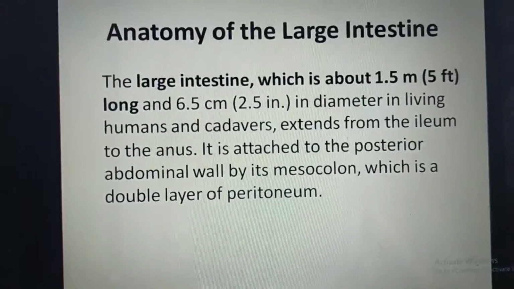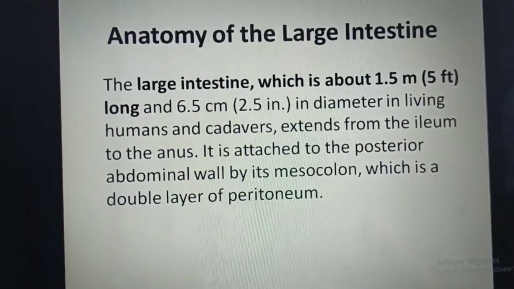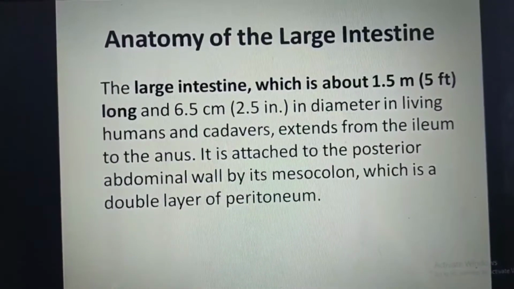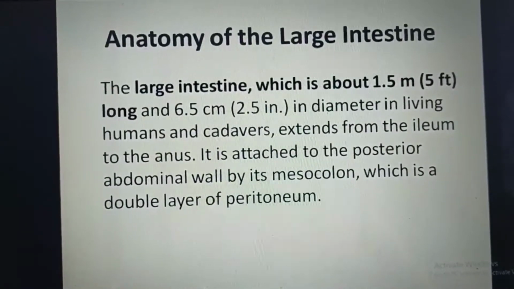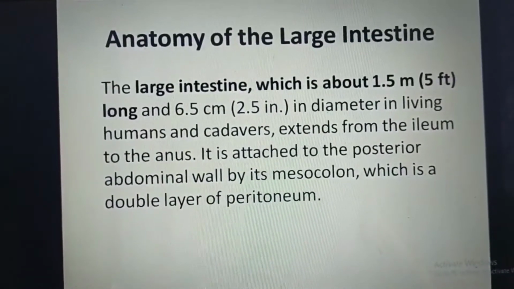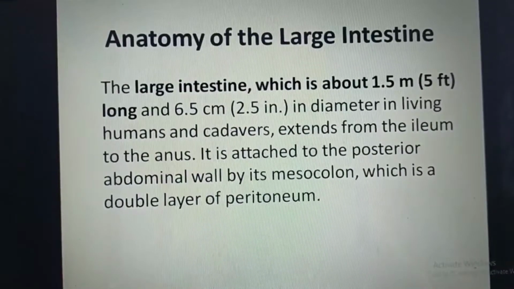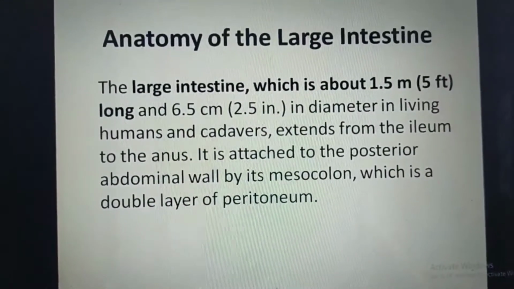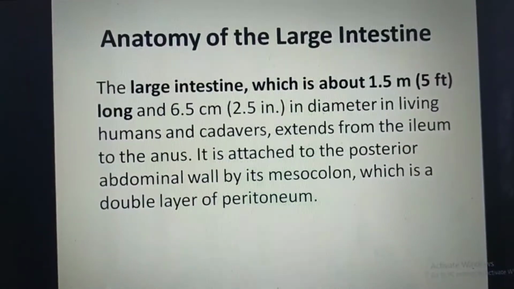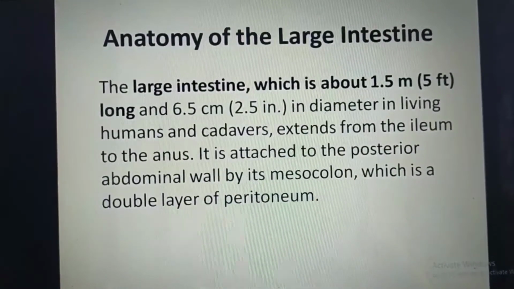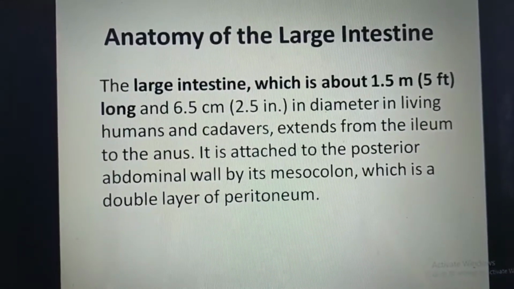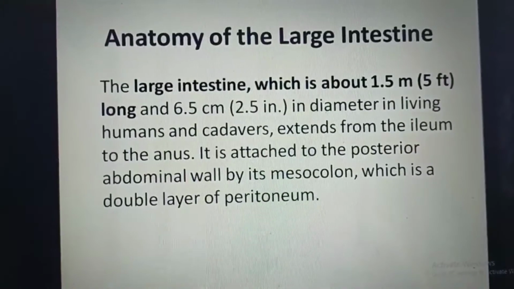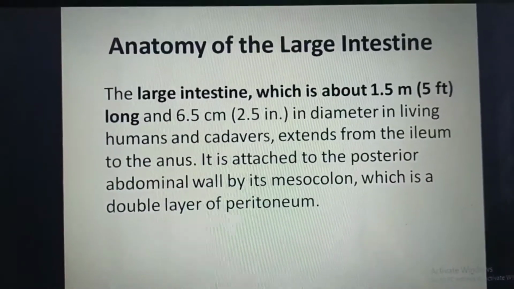First, we'll see the anatomy of the large intestine. The large intestine, which is about 1.5 meter long and 6.5 centimeter in diameter in living humans and cadavers, extends from the ileum to the anus. It is attached to the posterior abdominal wall by its mesocolon, which is a double layer of the peritoneum.